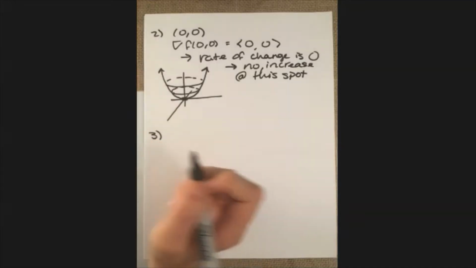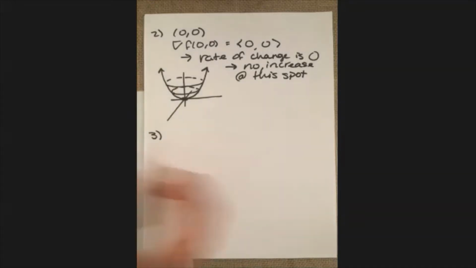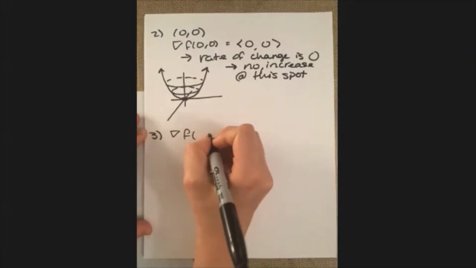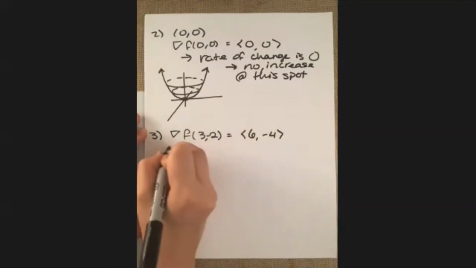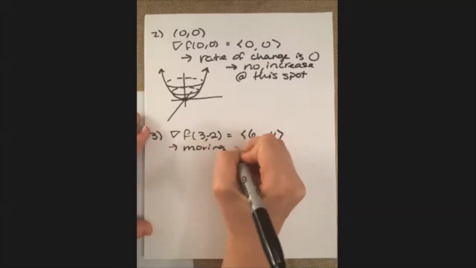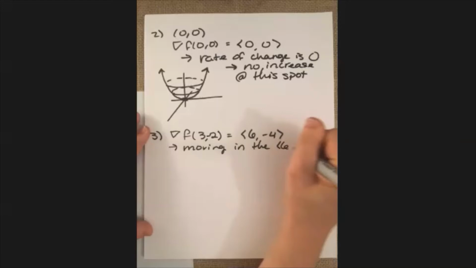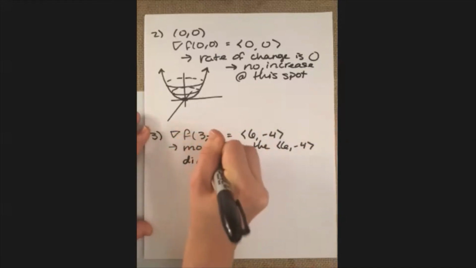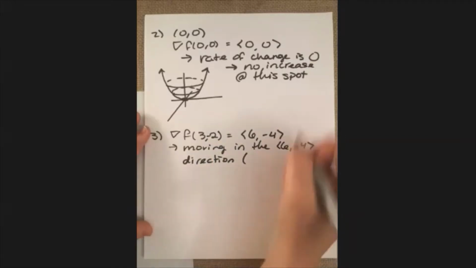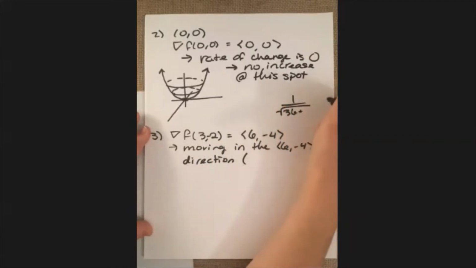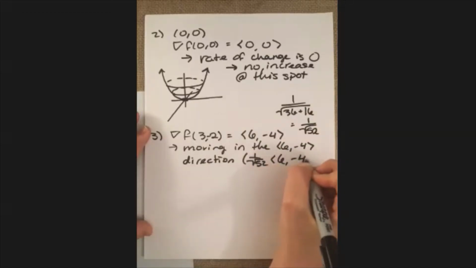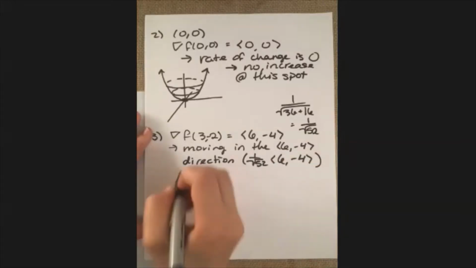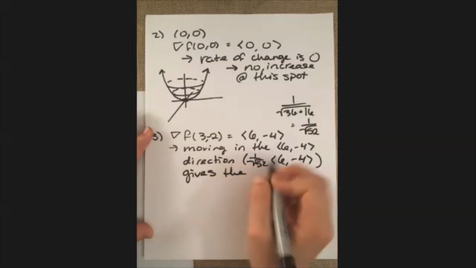We can look at our third example, and it's going to be quite similar to the first one we looked at: the gradient of f at (3, -2). That's just going to be equal to (6, -4). What that means is that moving in the (6, -4) direction, or we can think more about the unit vector, which is 1 over the square root of 36 plus 16, 1 over √52, times (6, -4), is going to give the greatest increase in f.